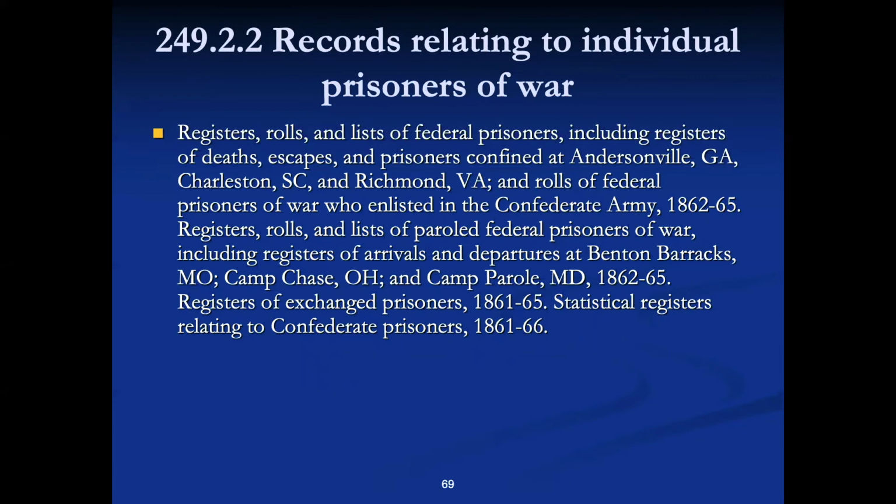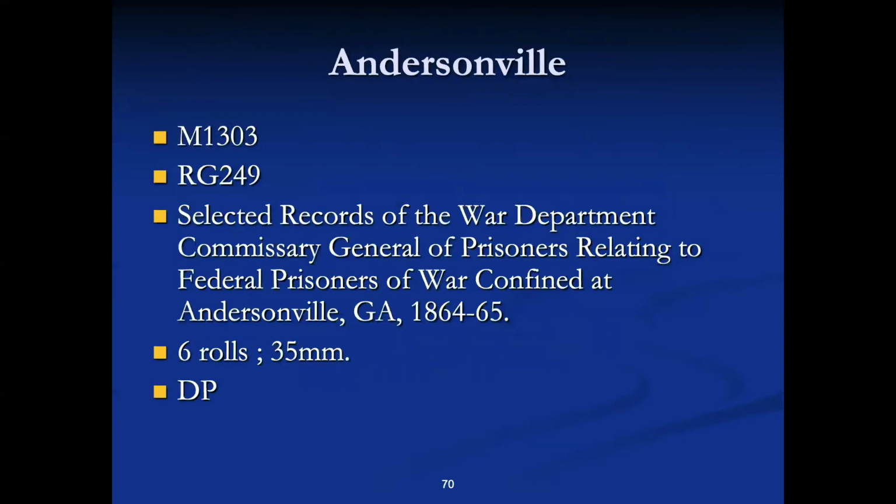And one of the interesting things is the roles of federal prisoners of war who enlisted in the Confederate Army. Not a good thing to have happen since the Confederates didn't win. There are the records of Andersonville, which were on microfilm, and they're in Record Group 249. So basically what you have is Confederate records are in 109, Union records are in 249. 249 is not well organized.